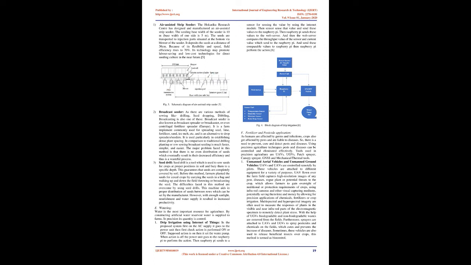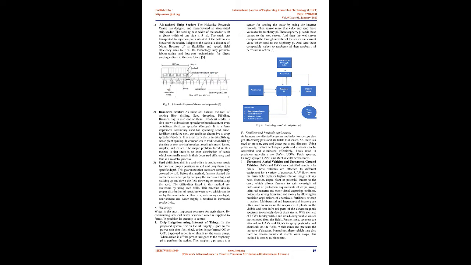Before this method, farmers planted the seeds for cereal crops by carrying the seeds in a bag and walking up and down the field throwing or broadcasting the seed. The difficulties faced in this method are overcome by using seed drills. This machine aids in proper distribution of seeds between rows, which can be set by the manufacturer. With enough sunlight, nourishment, and water supply, it resulted in increased productivity.